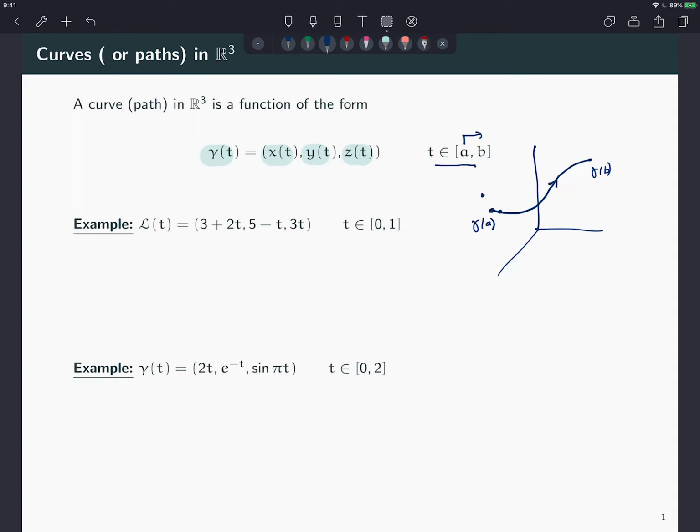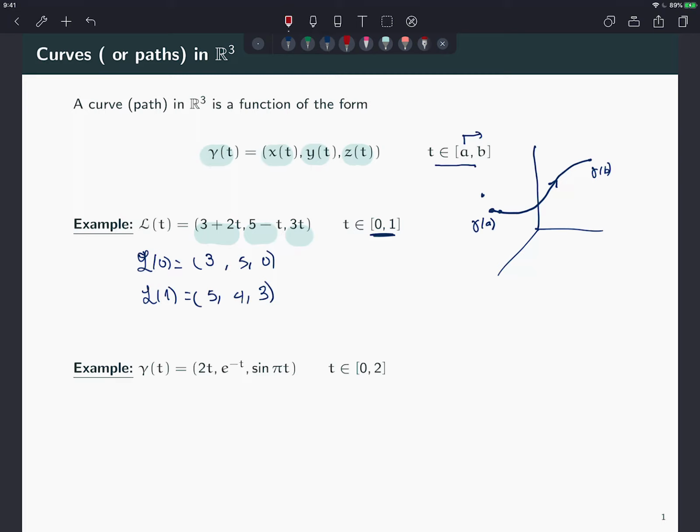So my first example is something very simple: 3 plus 2t, 5 minus t, and 3t. First of all, let me tell you what gamma of 0 would be. It would be 3 plus 2 times 0, 5, comma 0. And gamma of 1, so I'm just using the endpoints of this: at 1, you get 3 plus 2, you get 5. You get 5 minus 1, you get 4. And you get a 3.